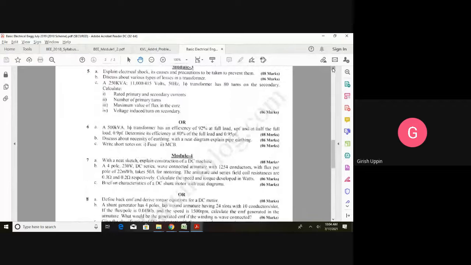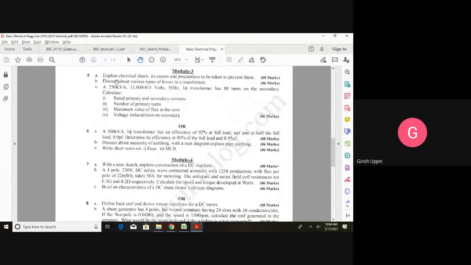Okay, module 3. Explain electric shock, its cause and precaution to be taken to prevent them. Discuss about the various types of losses in the transformer. So we have to talk. For now, we will just focus on the theory questions and then we'll come back to the problems. Then here you can see the losses in the transformer.